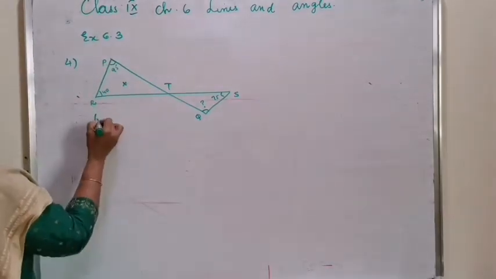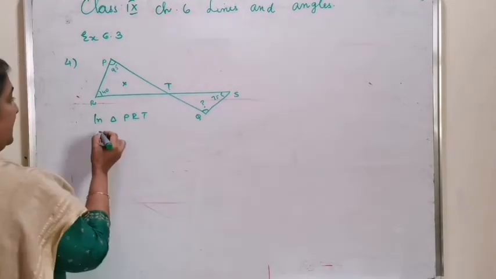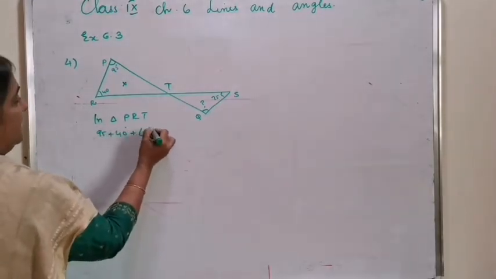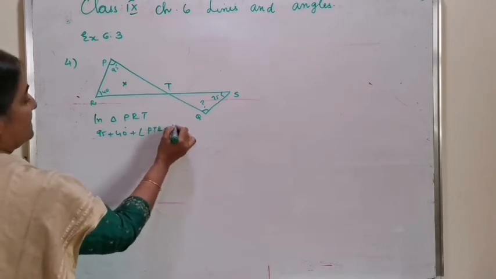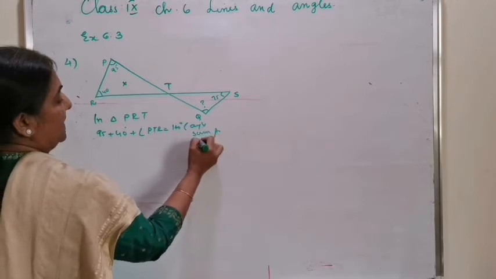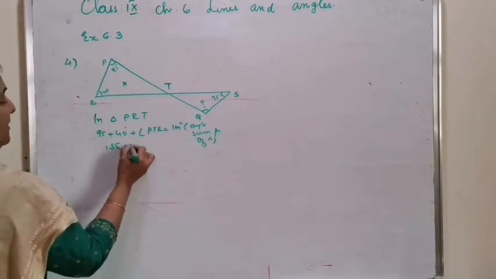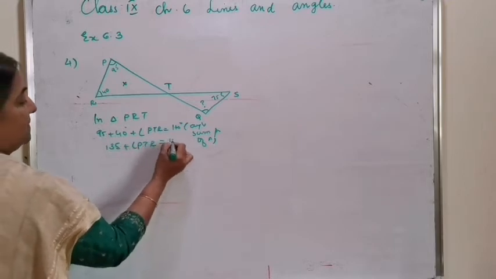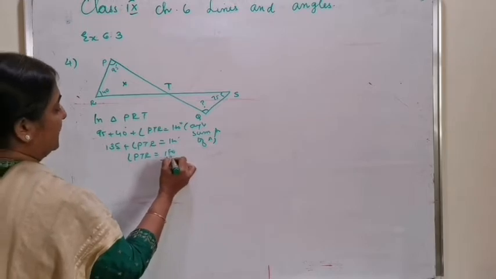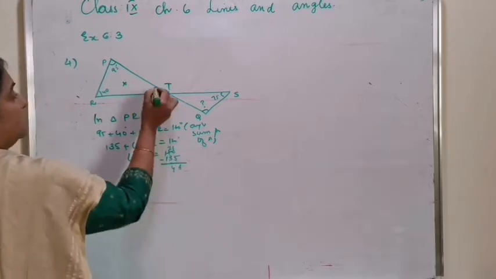In triangle PRT, apply the angle sum property, that is 95 plus 40 plus angle PTR is equal to 180 degrees. Angle sum property of triangle, that is 135 plus angle PTR is equal to 180. Angle PTR is equal to 180 minus 135, 45 degrees.